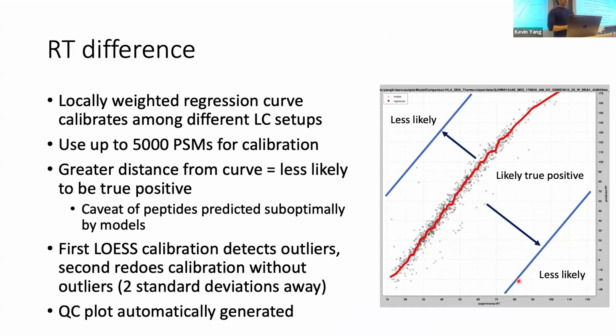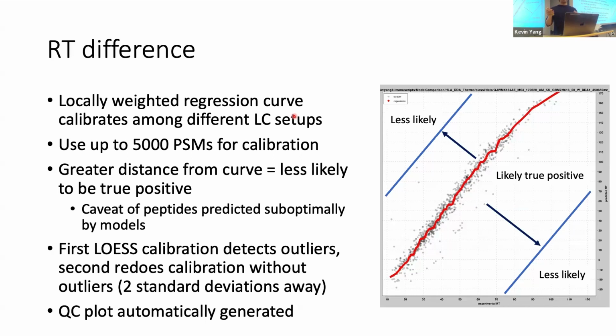The second feature we use is based on the retention time, and we calculate this retention time difference. Basically, we have to generate this locally weighted regression curve whenever we do this retention time difference calculation. That's because LC columns differ naturally. They can be eluting peptides on a minute scale or for hours, and there are a lot of differences between them.